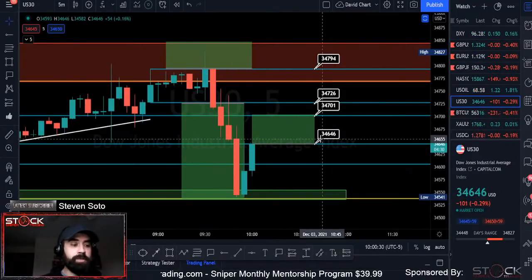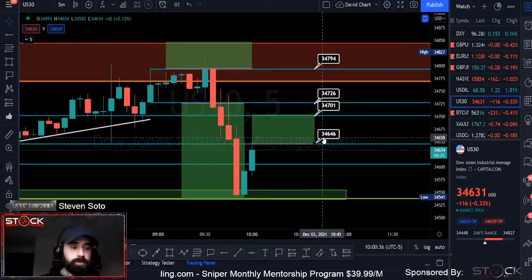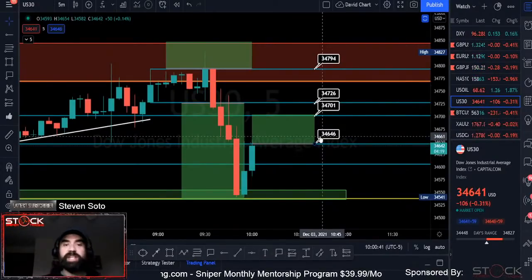Guys, US 30 can still form a double top. Sorry, a double bottom. It's having a wave pattern right now.